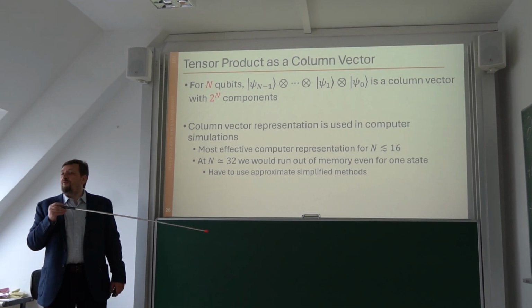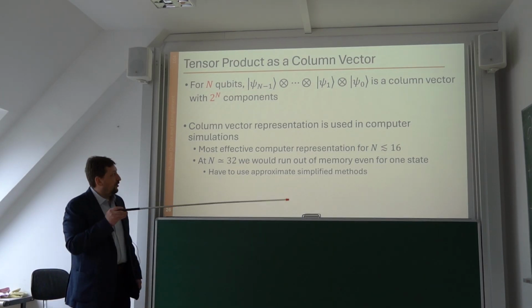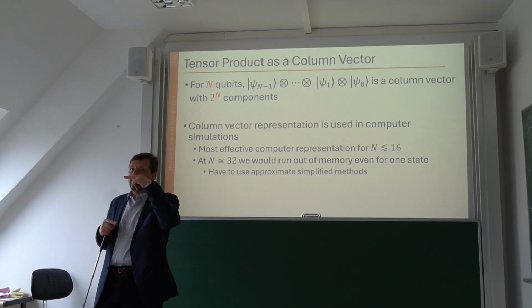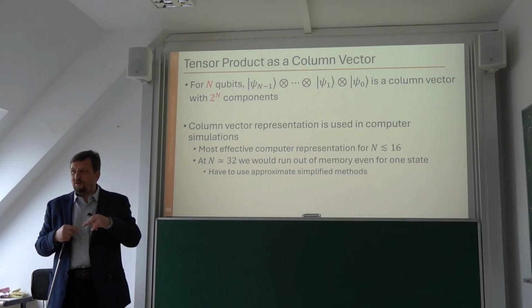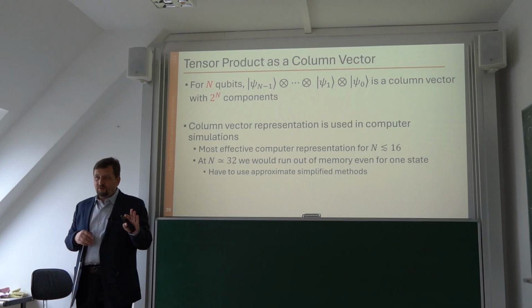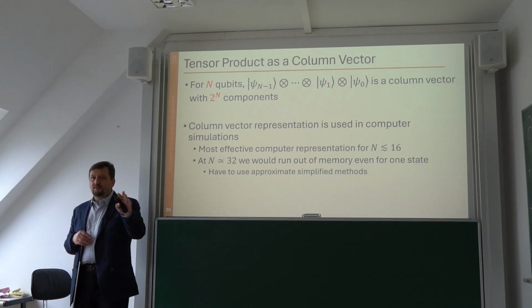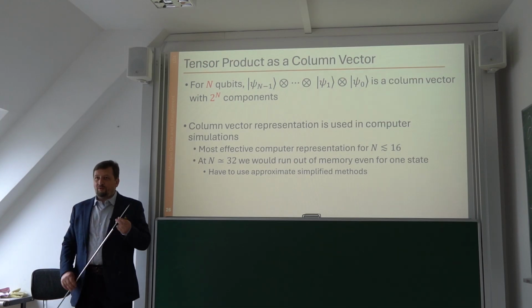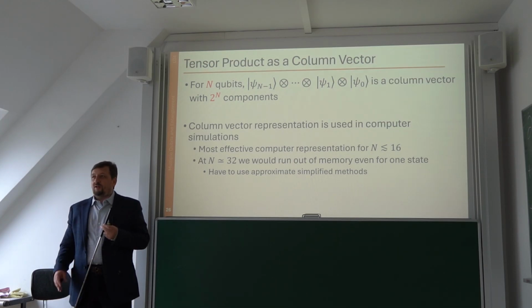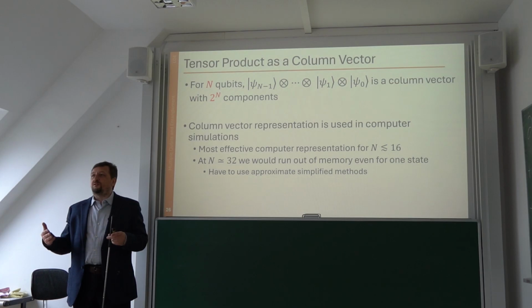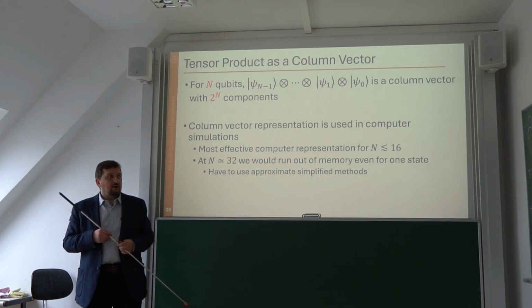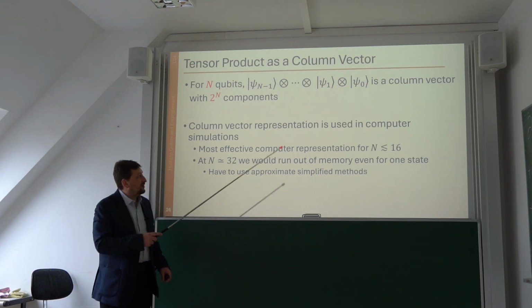But even computers have very big problems with that. Say for 16 qubits, the size of this column vector would be 65,000 components. For modern computers, it's very easy. You can do it on a laptop, like this Quirk, which is a web program on a web page. It has a maximum of 16 qubits, and it easily calculates it without any special optimization or anything. So this is easy.